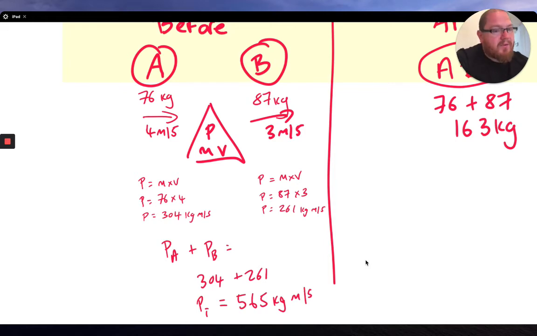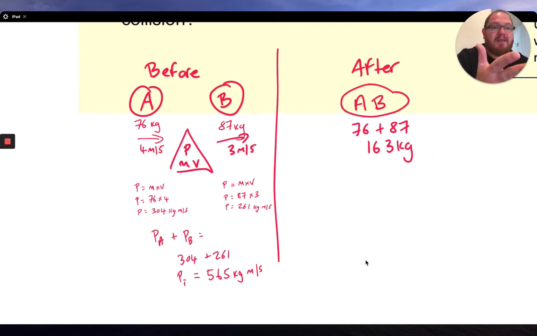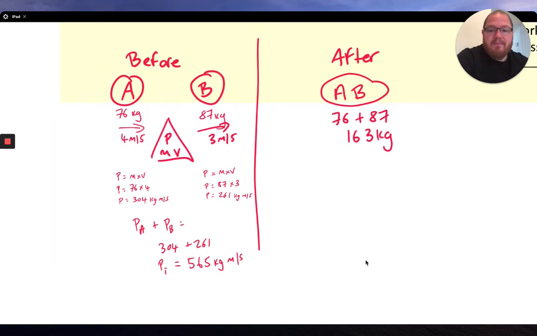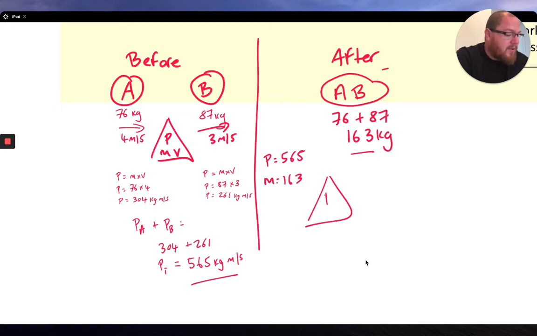Okay, it's a lengthy process to do it the WJEC way, because now I've got to reverse that and work it all out in this one. So my total momentum there is going to be my total momentum after as well. It's just conservation of momentum. So I know my momentum here is going to be 565. My mass is 163, so PMV, I want to get V on its own, so V equals P over M. P is on top of M.